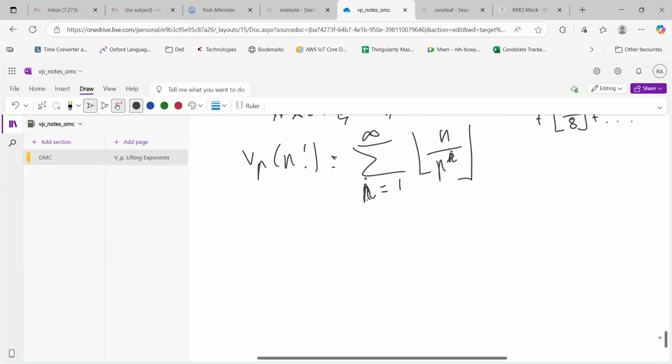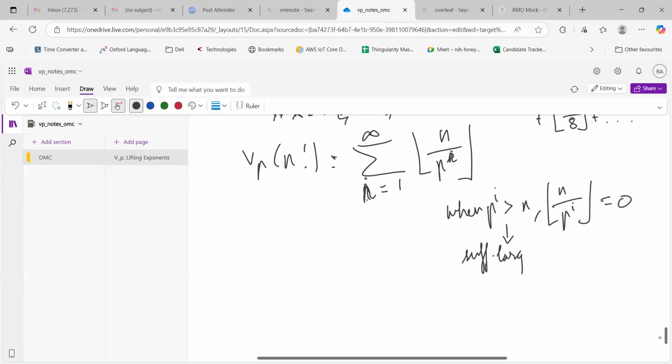Now, this is an infinite sum, right? So isn't VP of n factorial finite? Why is this an infinite sum but it's going to a finite number? The moment p power i crosses n, all the subsequent terms become 0. Yes, exactly. When p power i is greater than n, we'll have floor of n by p power i equal to 0. And this is satisfied for all sufficiently large i, right?